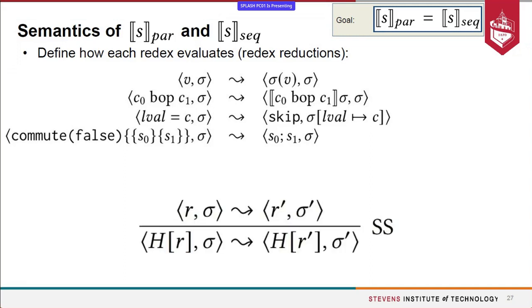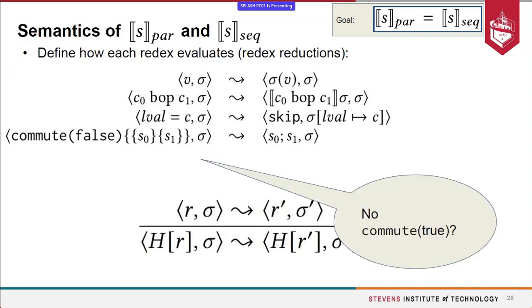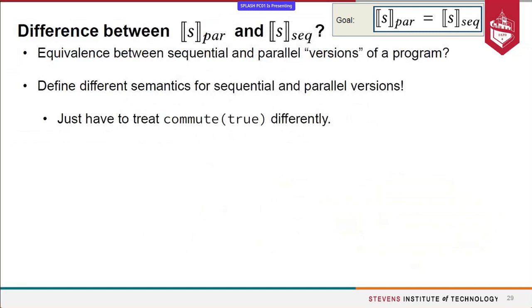Then we just add a pretty standard small step semantics rule that allows us to reduce programs. And the important thing to note here is I haven't provided a reduction for commute true. And why is that? The reason is we want these two different notions of how we're running a program. To differentiate between them, all we're going to do is give different semantics for commute true.